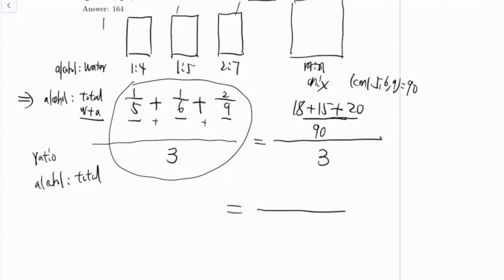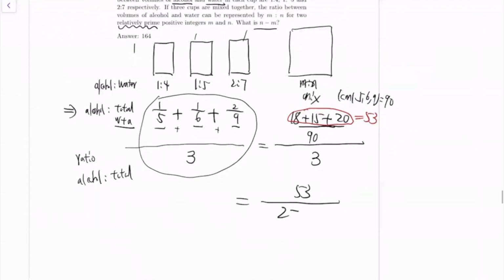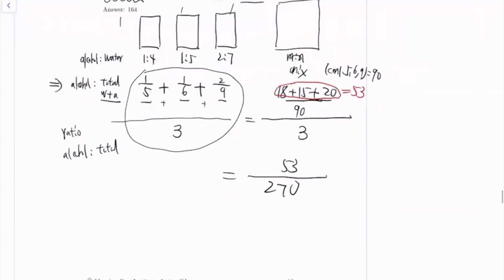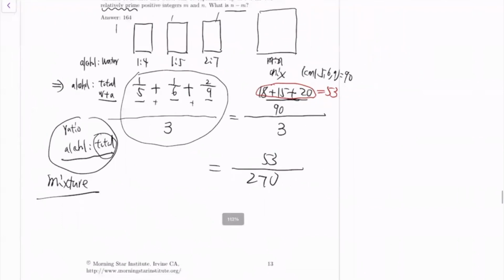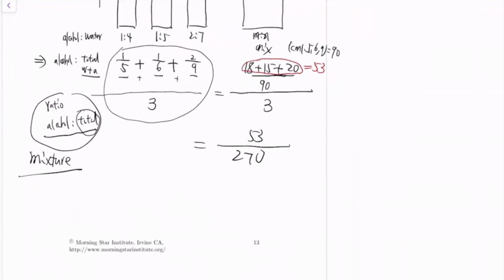Okay, let's see what we get. So this one we add together will be 53. Okay, so we get 53 over 270, right? Okay, so this is in the mixture, the ratio between alcohol to the total. So total again, it's water plus alcohol. All right, 53 and 270, they're already coprime. There's no more we can reduce them.